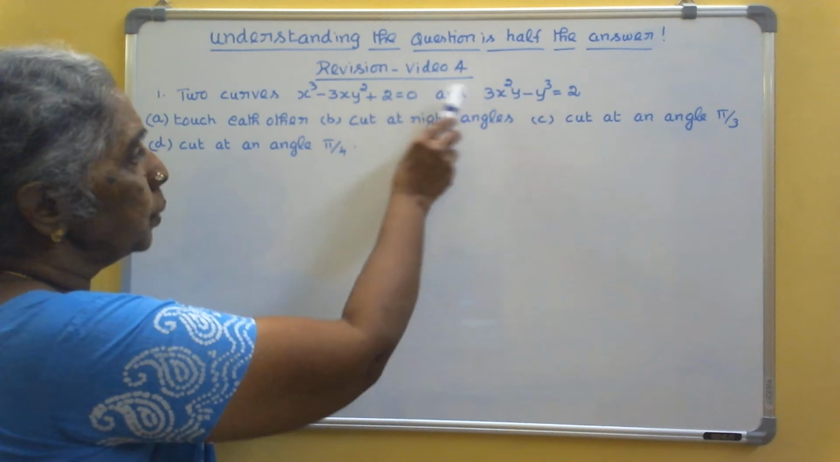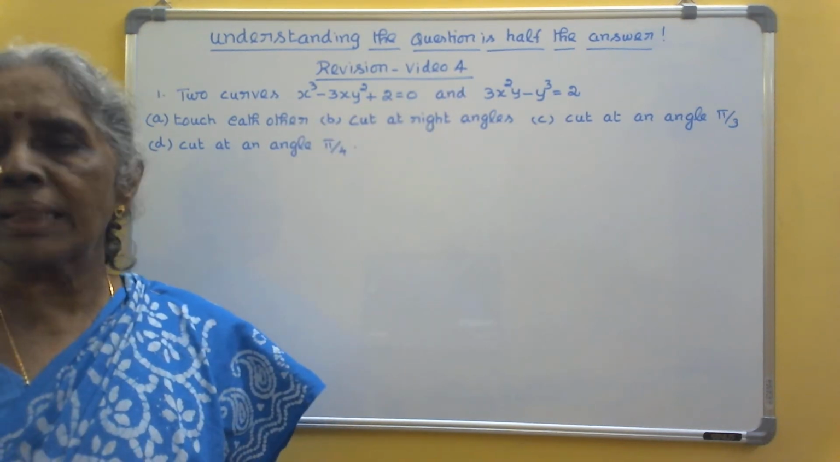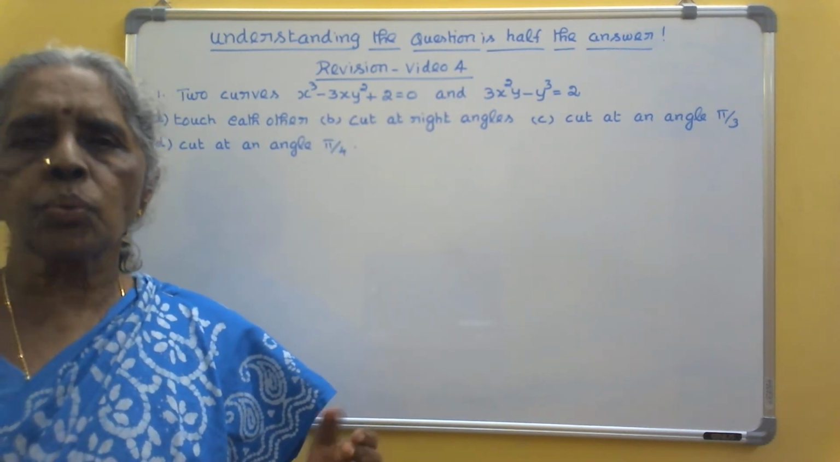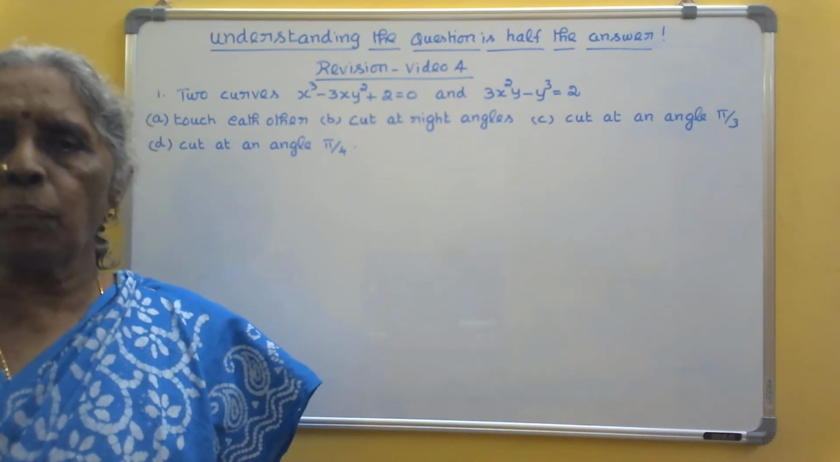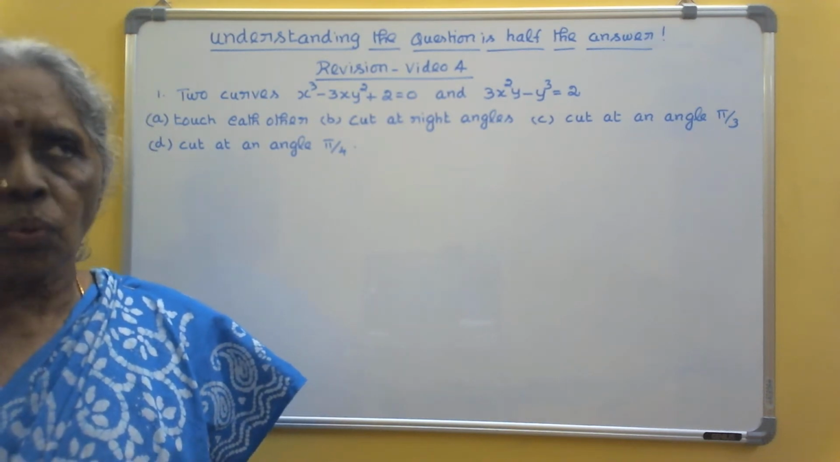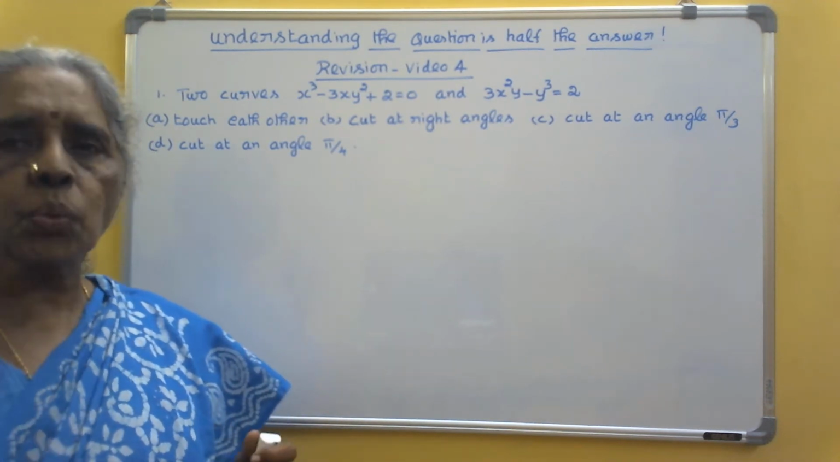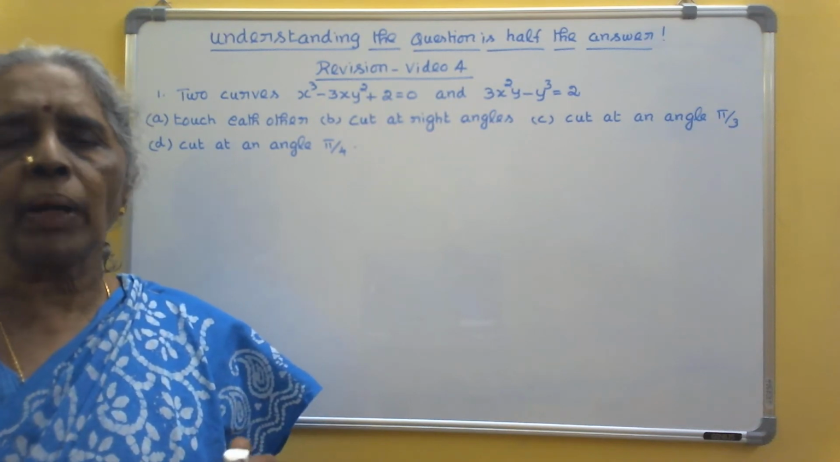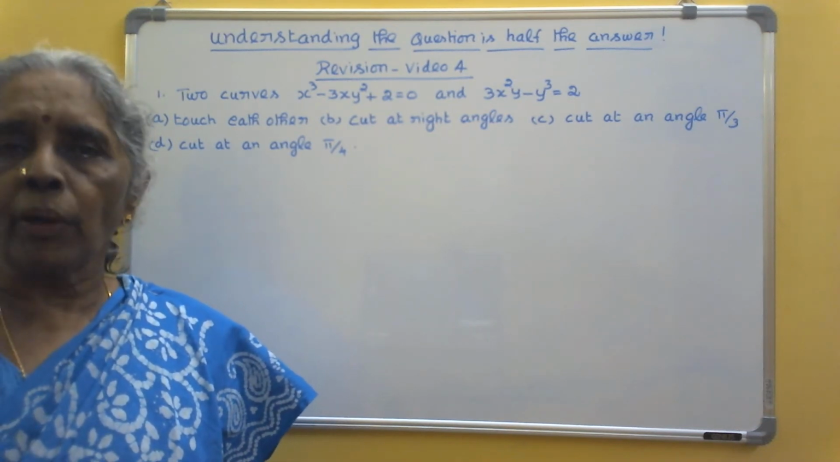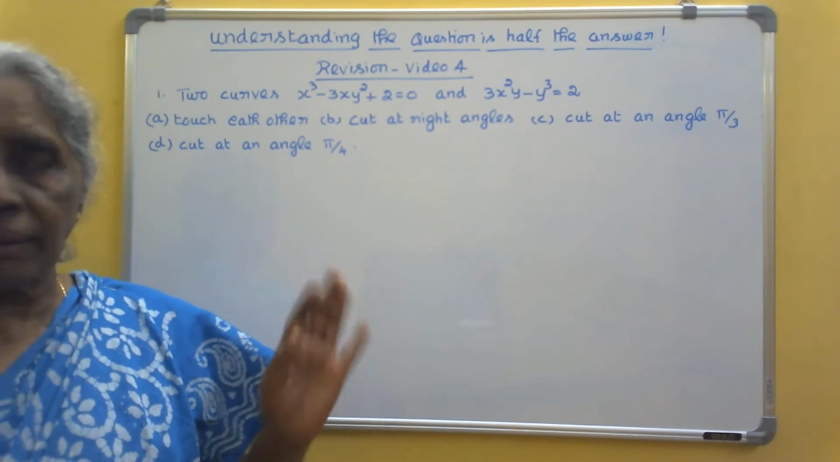If you note the two curves, they are cubic equations. It's very difficult to solve and get the exact point of intersection. So now let us assume x1 comma y1 be the point of intersection. It may be the point where they cut or the point where they meet, let it be.